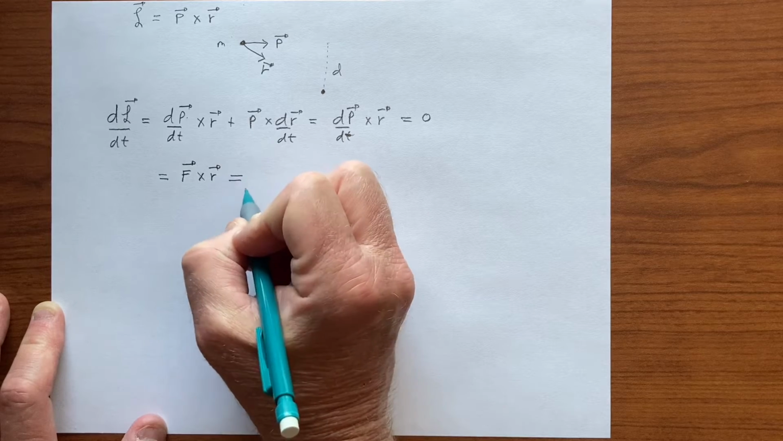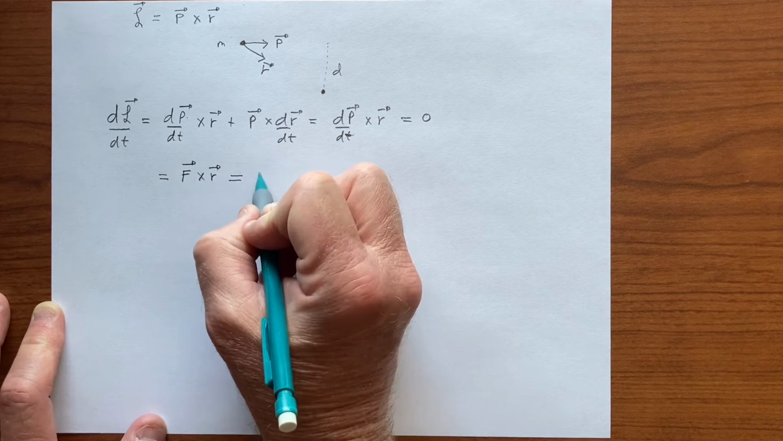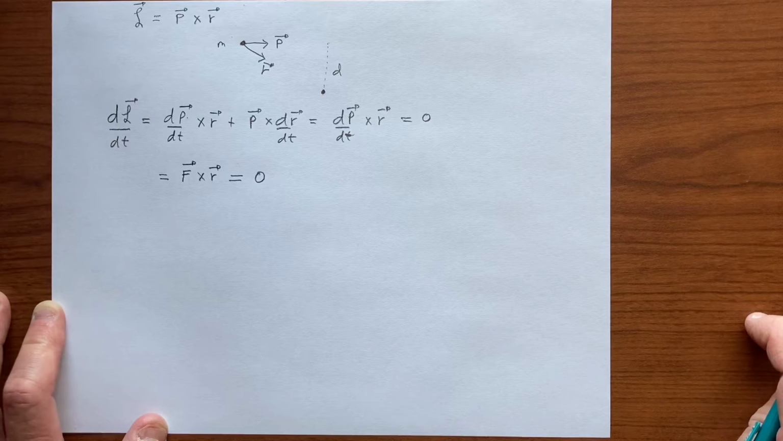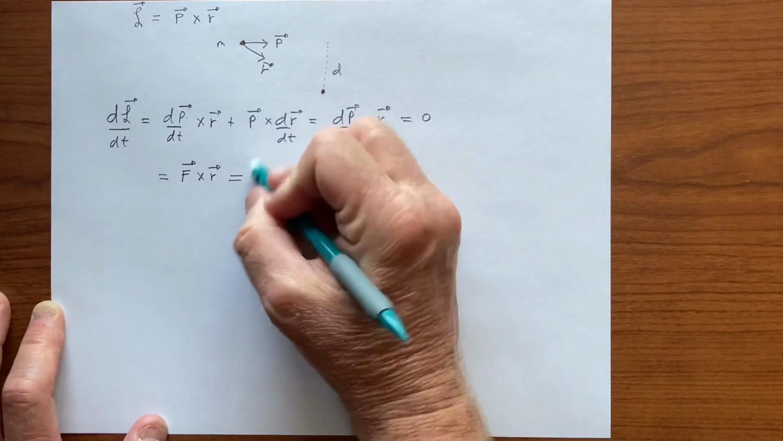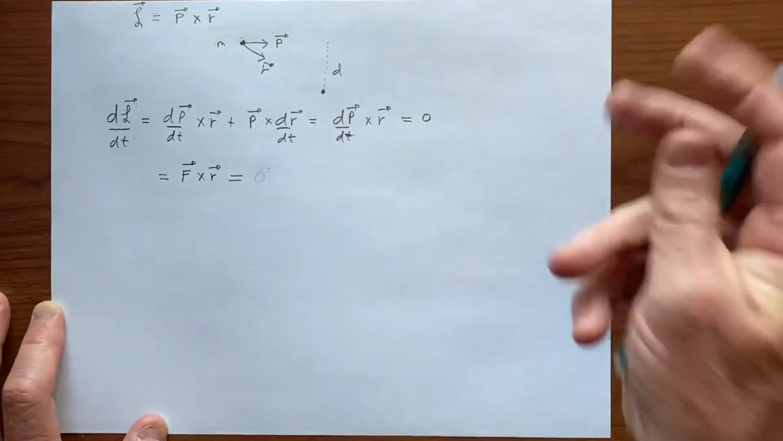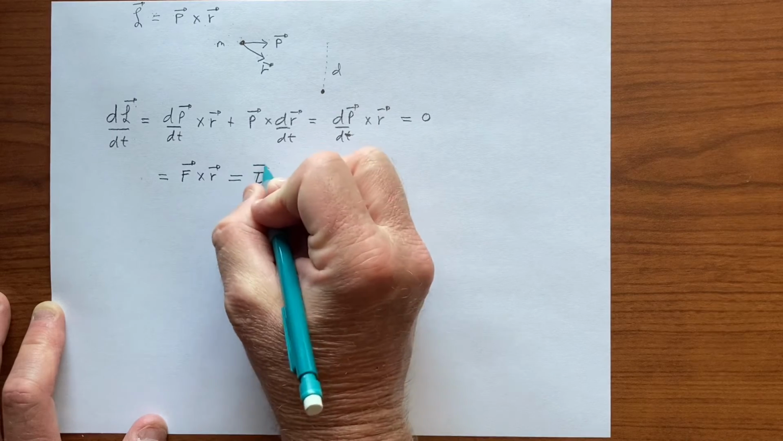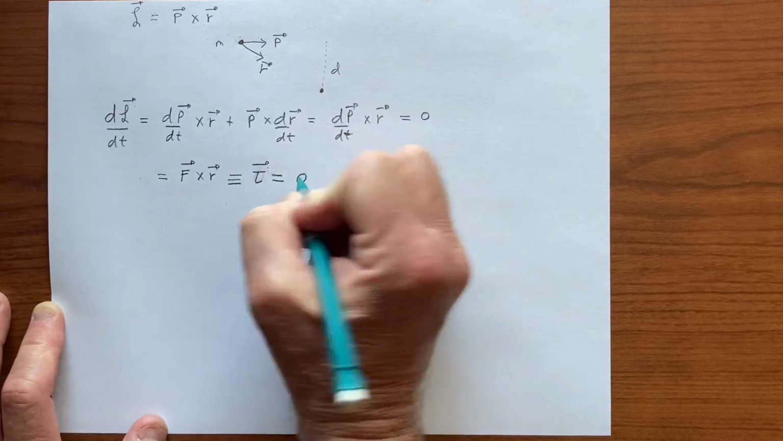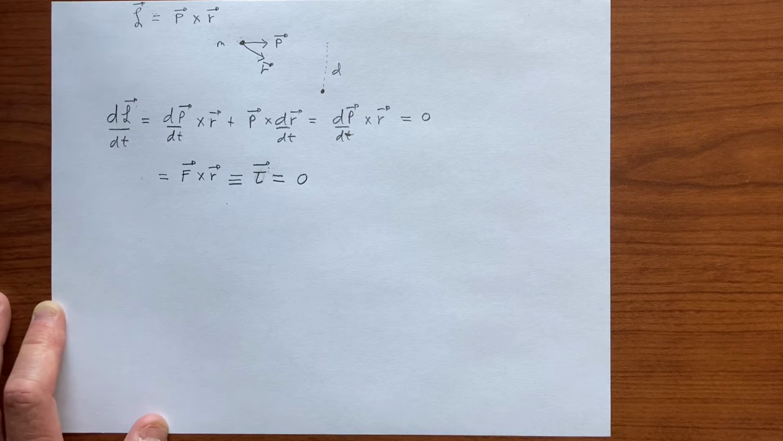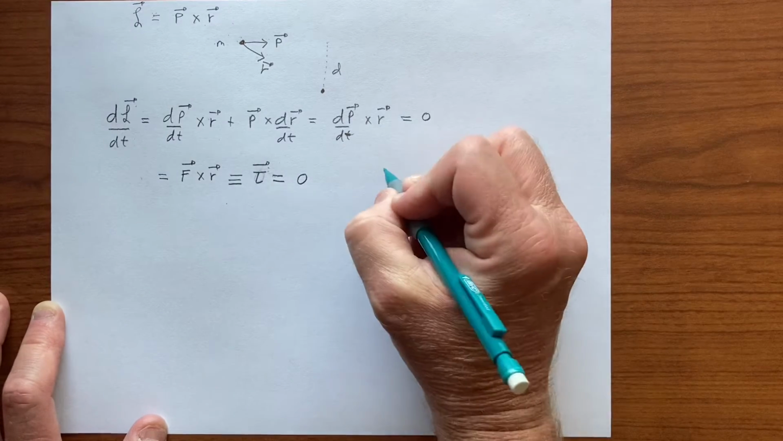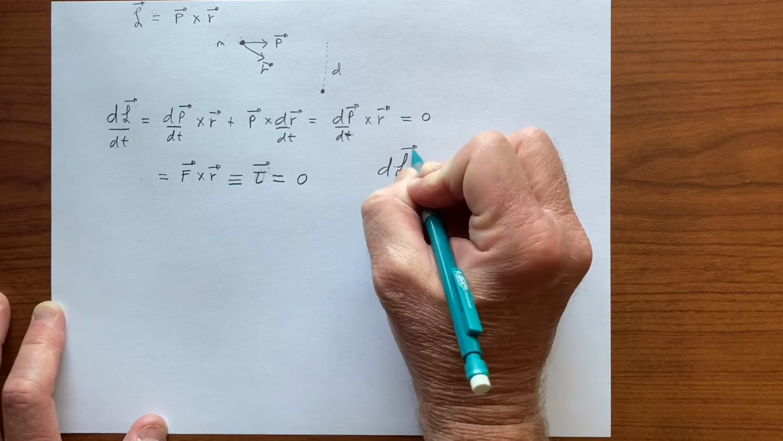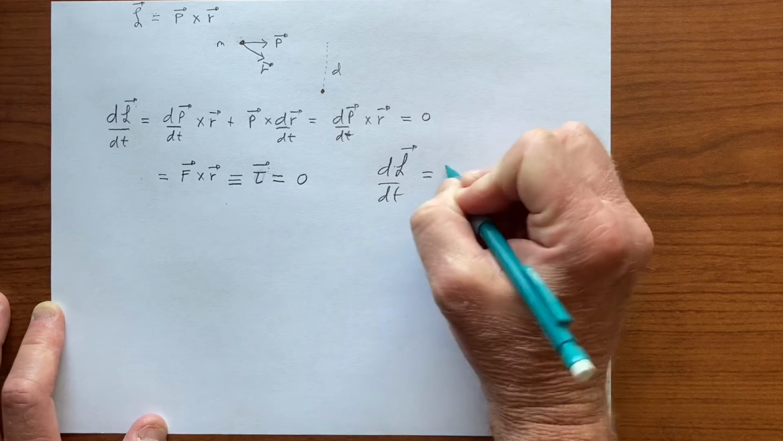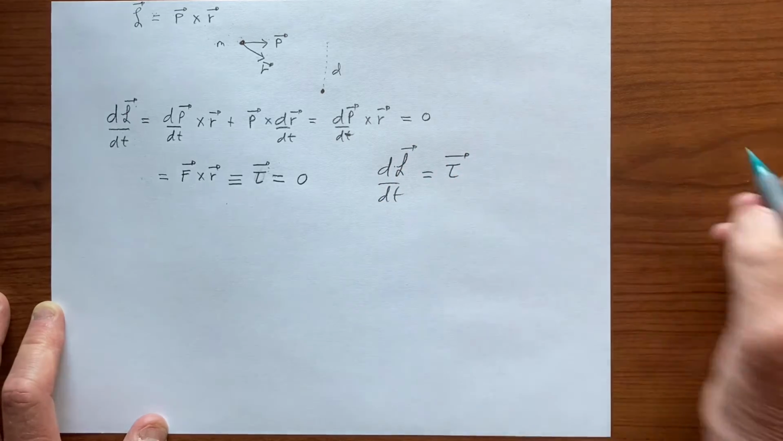And the fact that there's no external force means that the torque is zero, so maybe we should write this as, which we define to be the torque, that must be equal to zero. And so the relationship here is dL/dt equals torque.